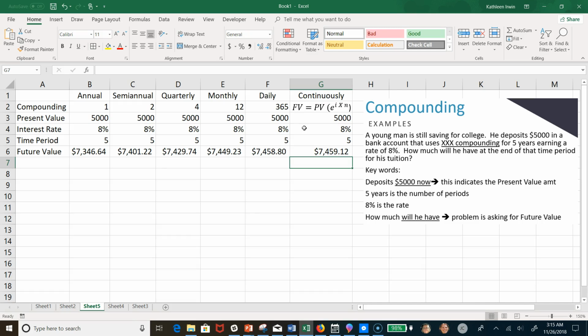So you can see this progresses along with the compounding periods. So the more compounding periods that you have, the higher interest you are going to earn on your money, with continuous compounding being the highest, or the limit, what we call the limit. So that is the special circumstance of compounding.